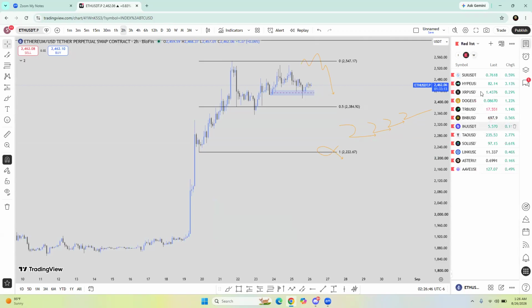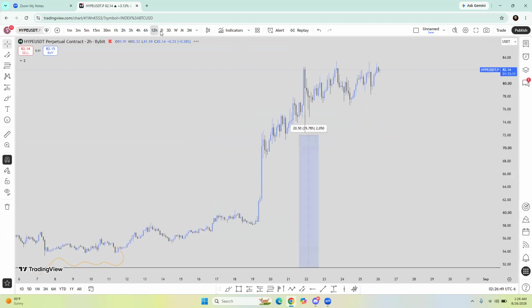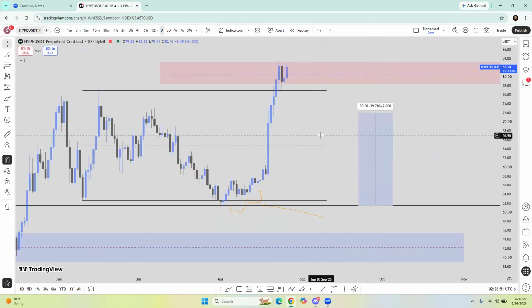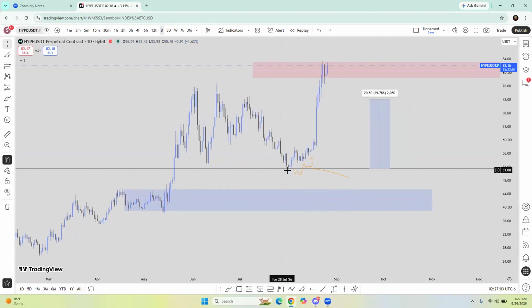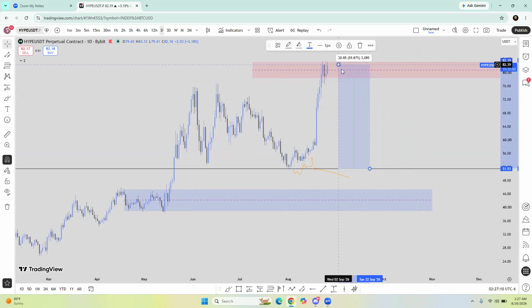Which one is the important one? Okay, HYPE. Last stream, I gave you this level here. Remove everything else. This one here. If you saw my last stream, this was a spot where I said I am buying here, and it is still up like 59-60%. If you made 50-60% in one trade, then big thanks to me. I gave you that level.